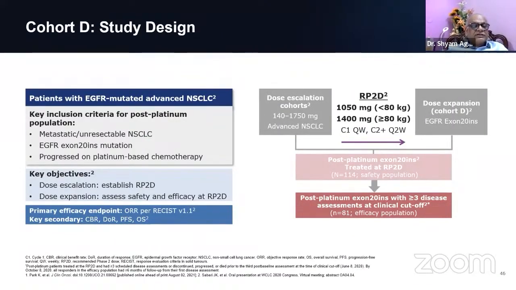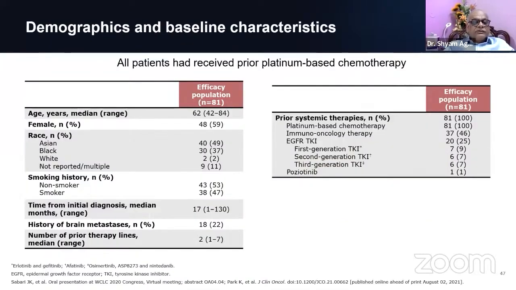So this is the study. This is the cohort of patients who had, as I showed you, these patients were, after the exposure to platinum, given as a single drug, the amivantamab, 4 weekly doses followed by fortnightly doses. Depending upon the weight, the dose was decided. Next. So you can see 81 patients here, and all of these patients had received chemotherapy, and 46% had immuno-oncology, and some of these patients were also exposed to the EGFR TKI, and a few patients had brain metastasis. 17 months from the initial diagnosis. Next slide.